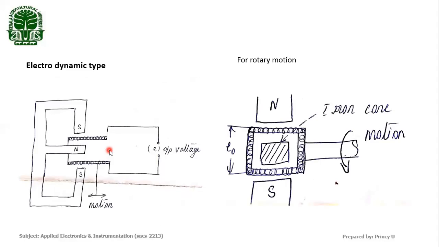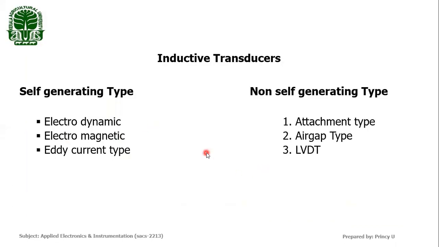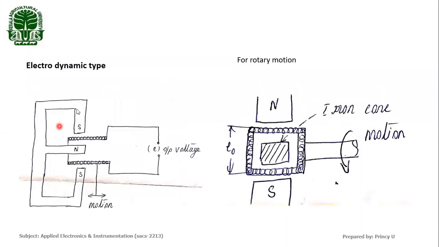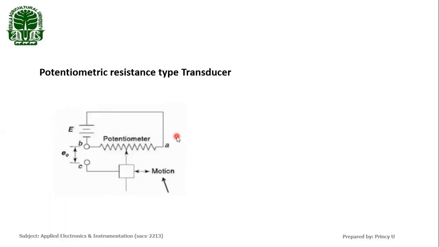Okay. Then the next type is the inductive type transducer. Now we are going to study it. There are others, capacitive and piezoelectric, which I will explain later. First, the resistance type I have explained here. Now I am going to explain inductive transducers. Inductive transducers are of self-generating and non-self-generating type, in which we know the self-generating types are electrodynamic, electromagnetic and eddy current type. These are explained here.